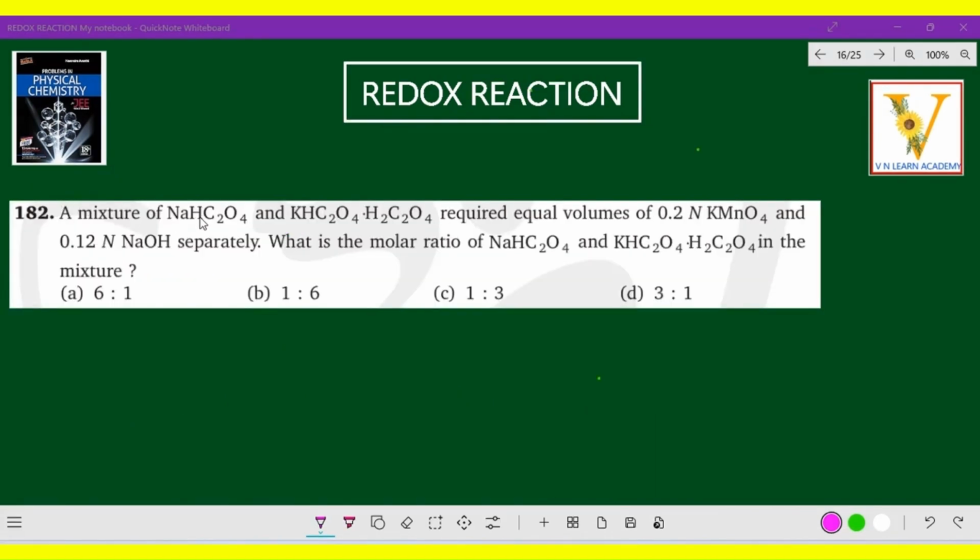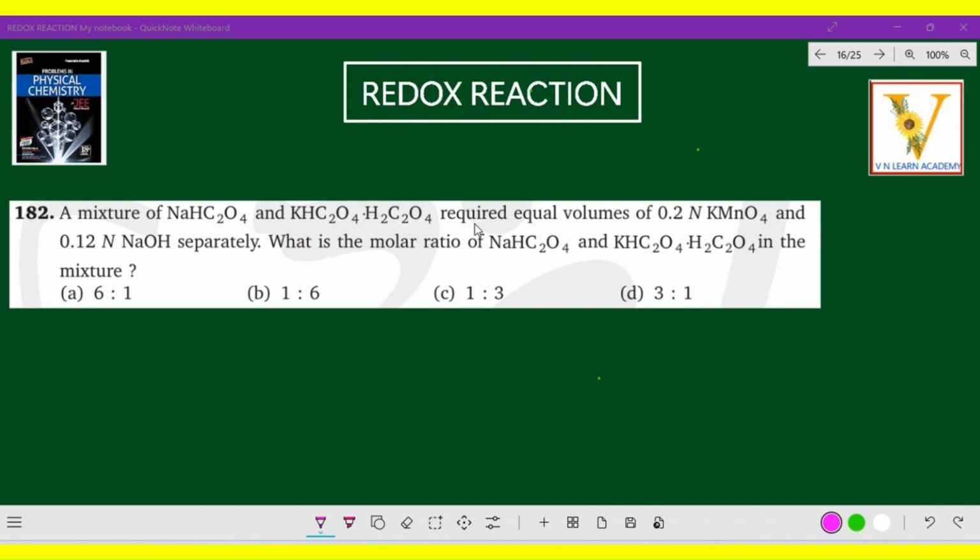The next question: a mixture of sodium hydrogen oxalate, that is sodium bioxalate, and potassium bioxalate oxalic acid required equal volumes of 0.2 N KMnO4 and 0.12 N sodium hydroxide separately. What is the molar ratio of NaHC2O4 and KHC2O4.H2C2O4 in the mixture? See, here they have given two important points to be noted down. Here, a mixture of sodium bioxalate and potassium bioxalate oxalic acid. So these both are a mixture, and sodium bioxalate is another compound.